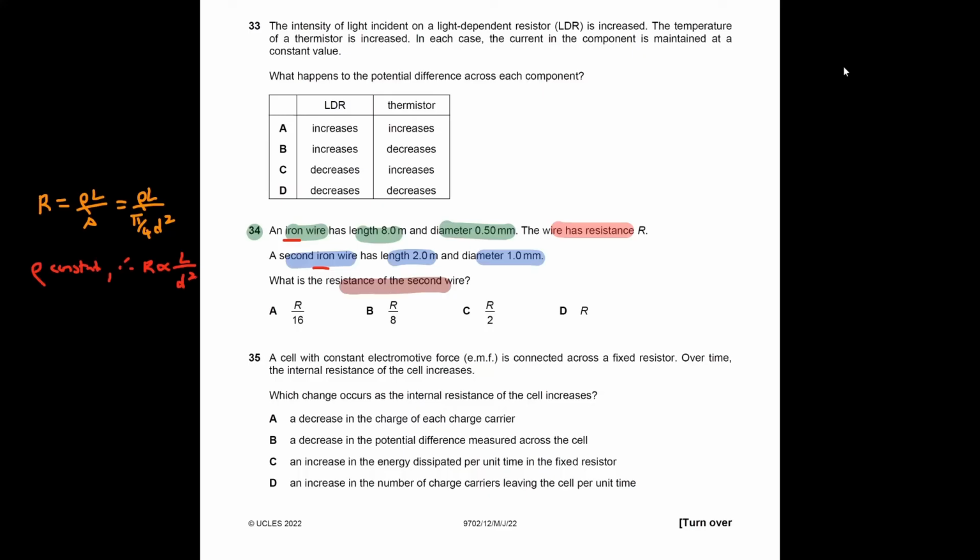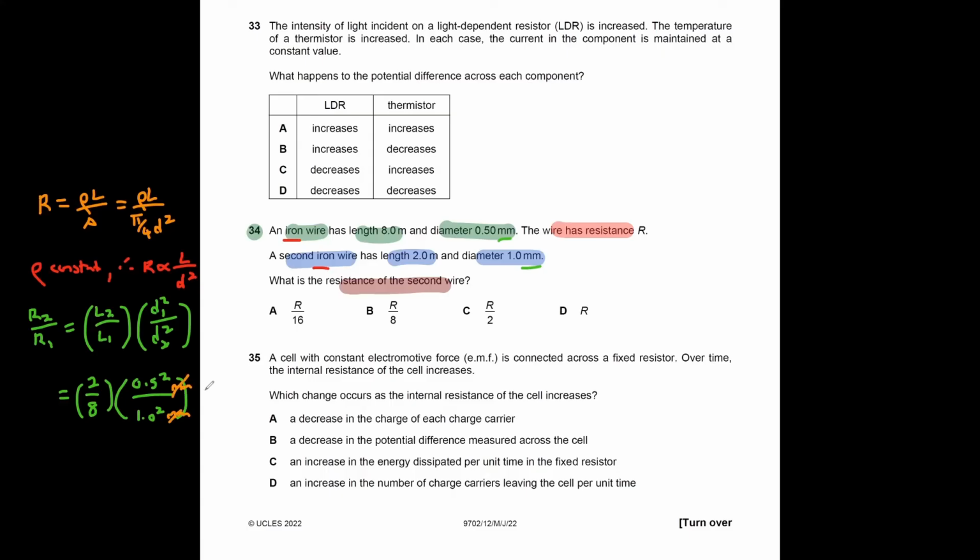Then here you can do your ratios where you say that R2 to R1 is the same as L2 to L1 times D1 squared over D2 squared. So from here you can just sub in your values. L2 is actually 2, L1 is actually 8, and then diameter 1 is 0.5 squared, diameter 2 is just 1.0 squared. Now, both are in millimeter here. I actually didn't bother to change them to meter because you see, if I have millimeter here, they cancel off.